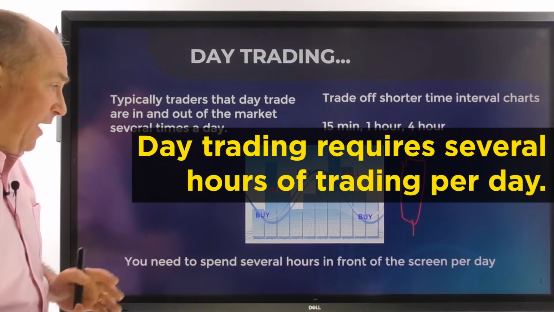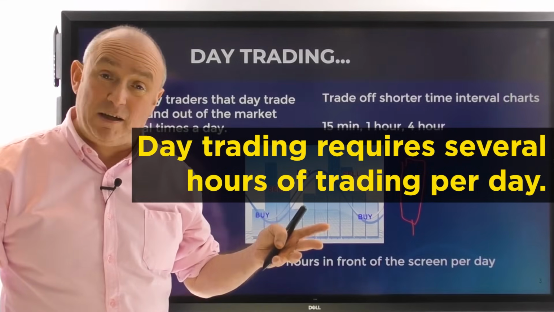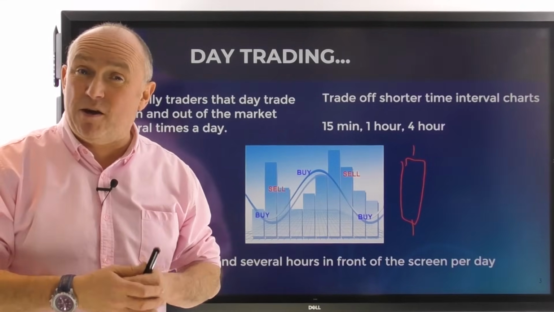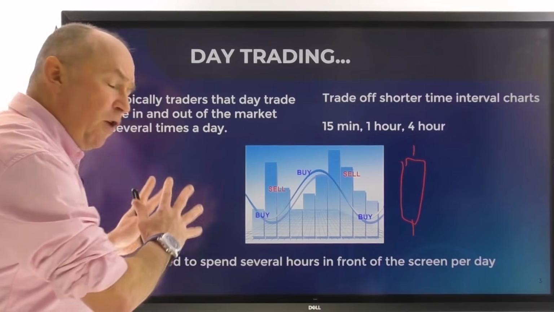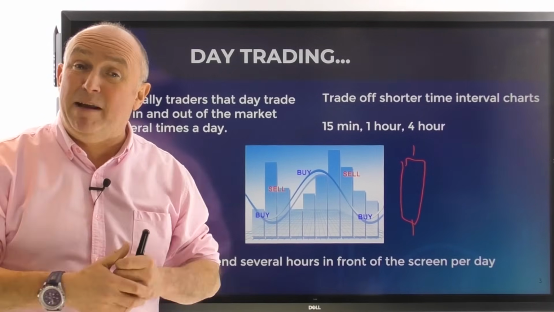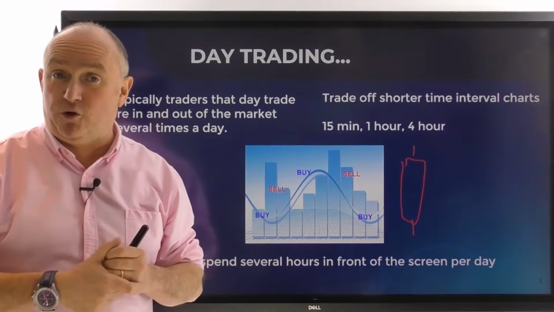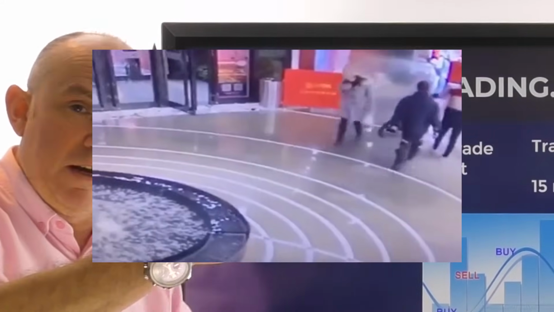Okay, you need to spend several hours in front of the screens a day. If you do have a day job, and you're not able to spend multiple hours in front of the screens, then maybe day trading is not for you. Don't think you can come and be a day trader if you've only got 10-15 minutes a day to spend in front of the charts. You'll end up getting yourself into all sorts of trouble. You'll end up with the charts on your phone as well, trading as you go. You don't want to be doing that.